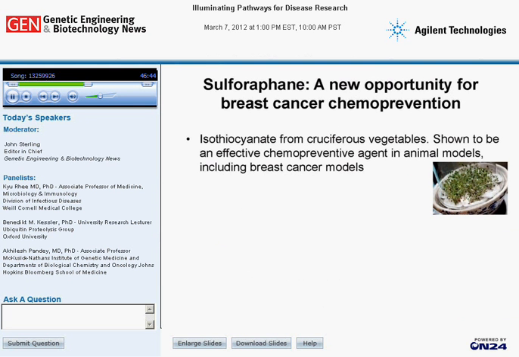Sulforaphane, which is an isothiocyanate, most famously isolated from broccoli sprouts, is a breast cancer chemopreventive agent that has been studied in cell lines as well as animal models, including breast cancer models. Next slide.